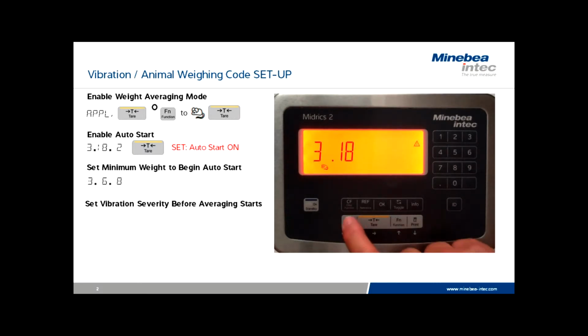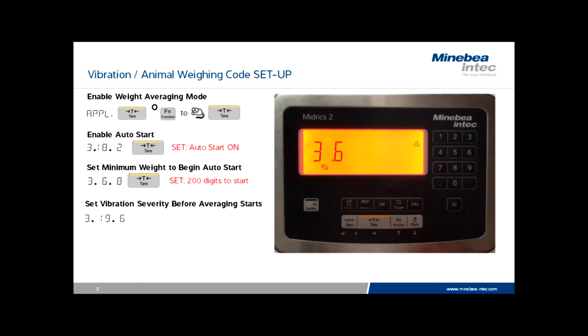Set the minimum weight that will begin the Auto Start averaging. That'll be selection 3.6.8. And in this case, that will set the minimum number of digits to 200 to enable the start of the averaging program. Once 3.6.8 is displayed, again press tare.